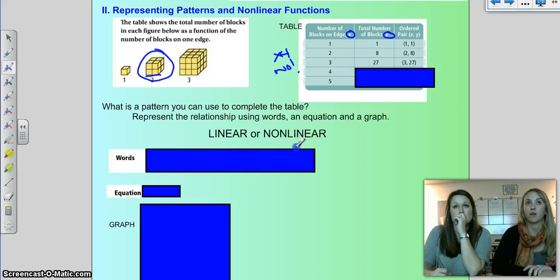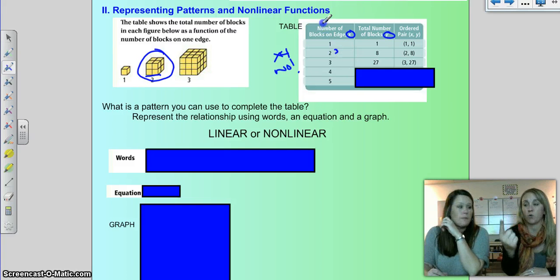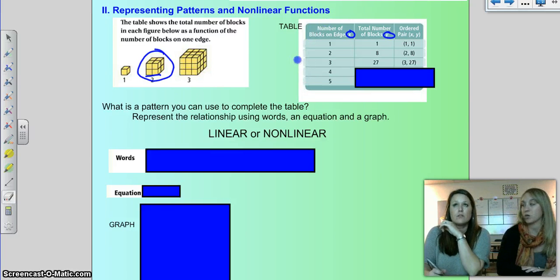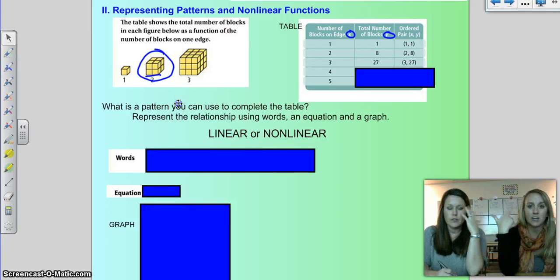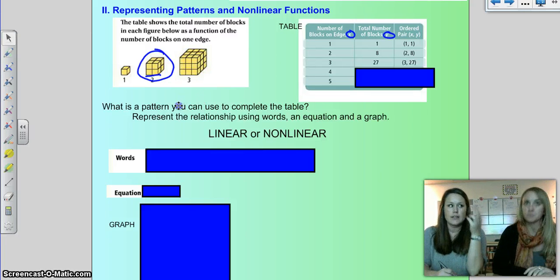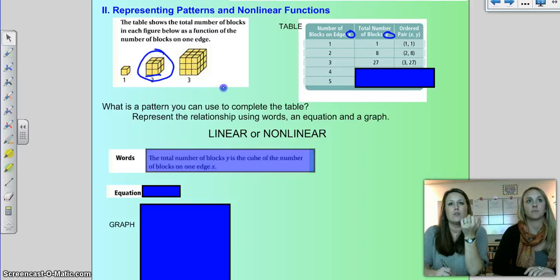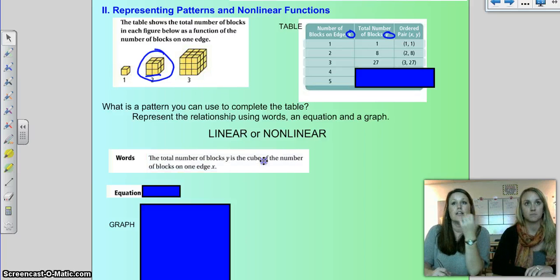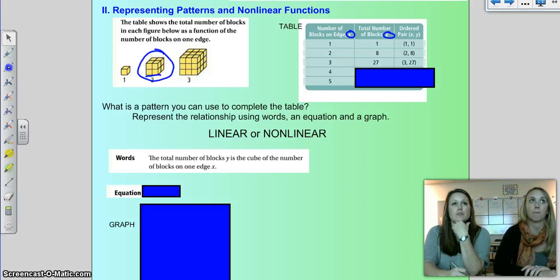Okay. What about cubed? Could be. Let's check. So 2 times 2 is 4, times 2 again is 8. Okay. 3 times 3 is 9, times 3 again is 27. So we're cubing this. And again, that's how you figure it out, guys. That's what we had. We just had to pretty much guess and check. Yep. So the total number of blocks is the cube of the number. Cube means to the 3rd power.